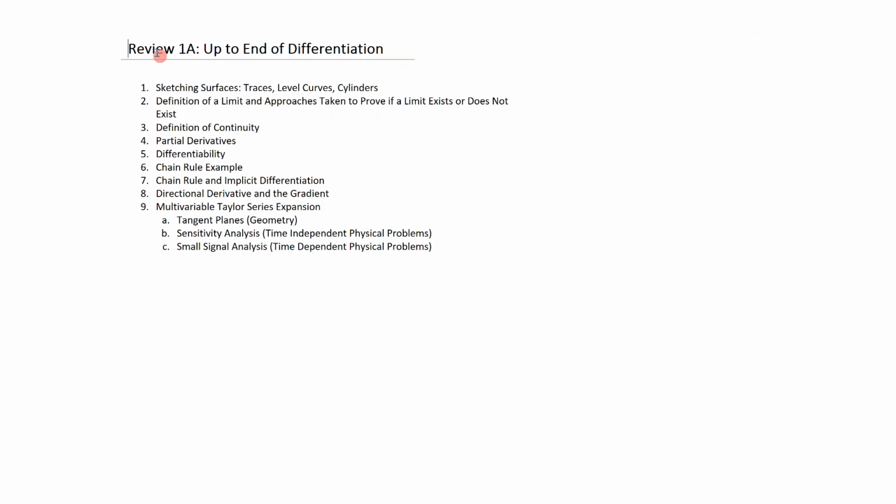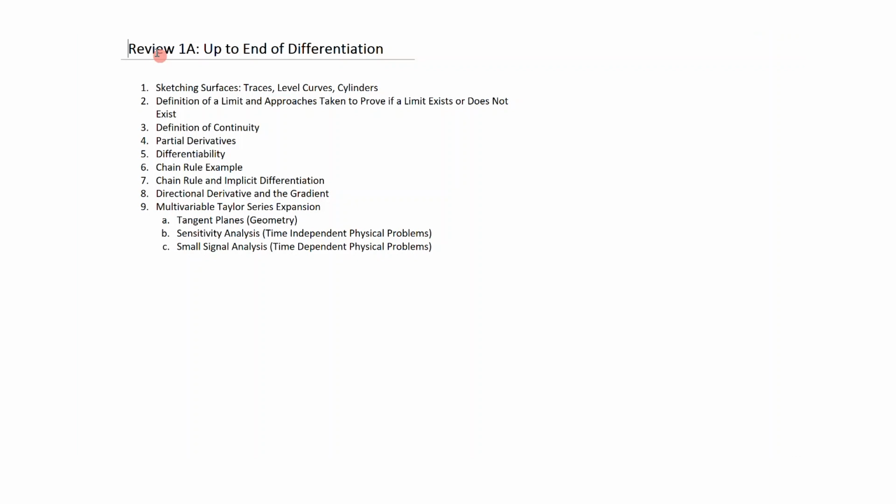So we started with looking at the sketching of surfaces, and we had different approaches that we could use to help us in understanding what a 3D object looks like. Traces, level curves, and cylinders are the things that we looked at. And these are things you should become familiar with because they were certainly used in the back end of the course when we dealt with reading assignment 5.